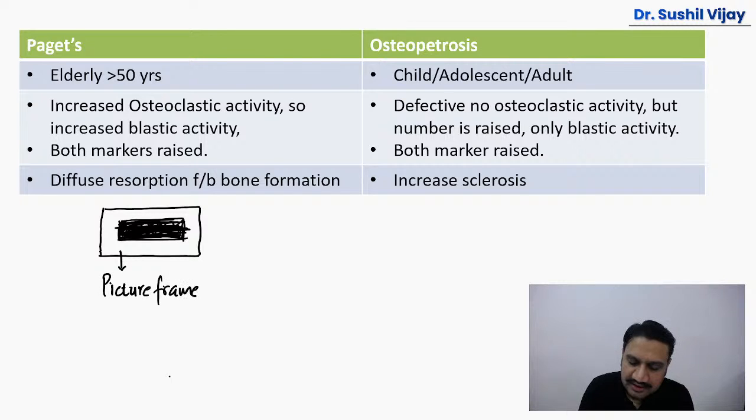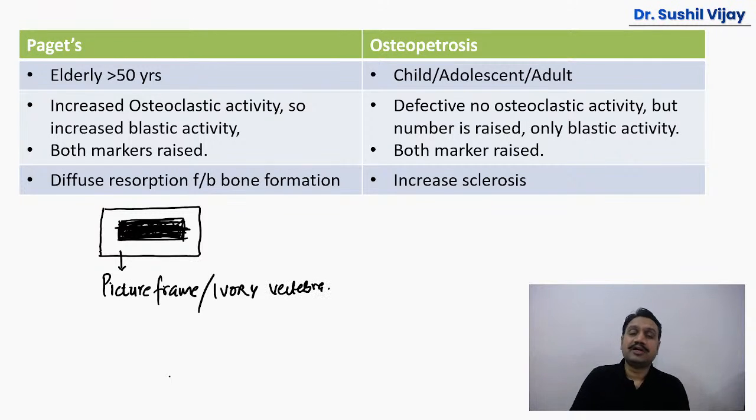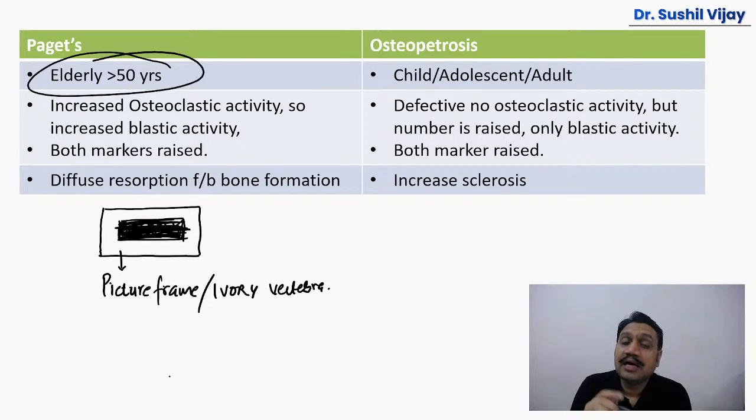What is the other name for this picture frame? The other name is ivory vertebra. Picture frame vertebra or ivory vertebra. Okay. This is very typical for Paget's. That's the only thing I want you to remember, that it will be an elderly person, a problem of the cells getting or working more, and they are trying to resorb the bone.